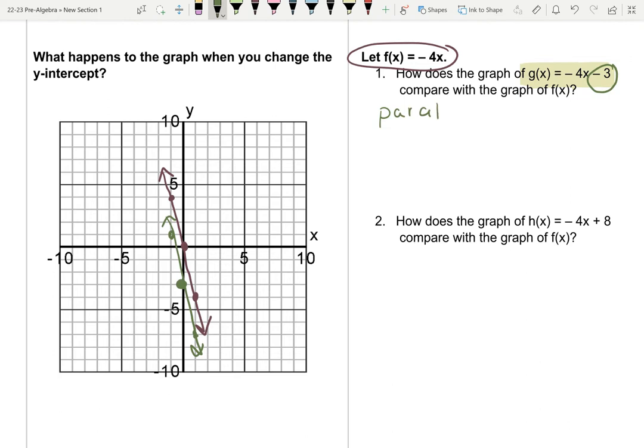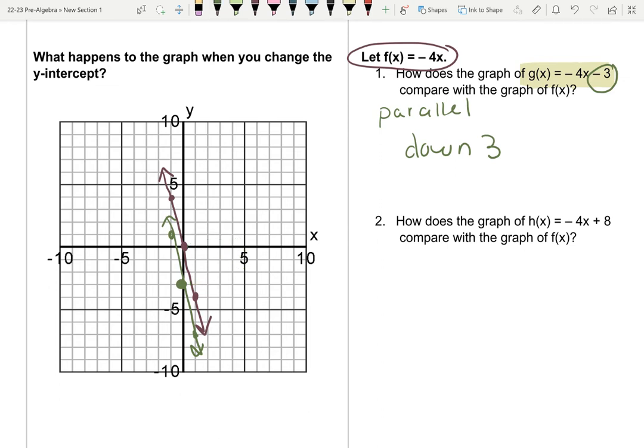Well, they are parallel because they have the same slope, but this one went down 3. So I went from right here to right here. So I went down 3 spaces.